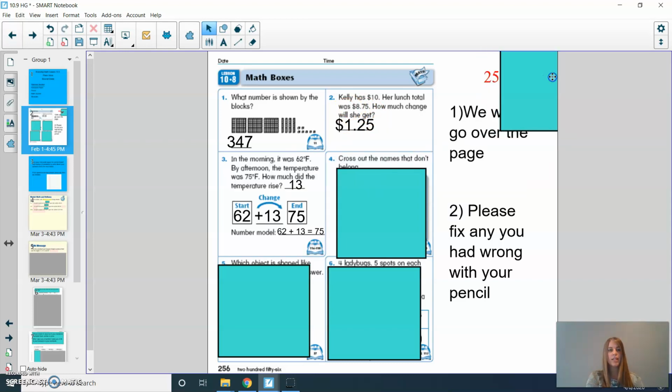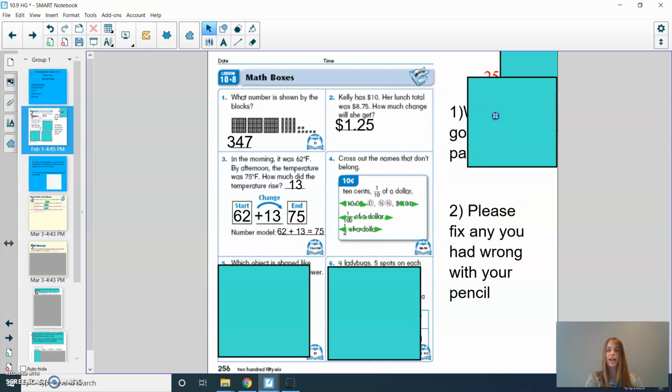For question number 3, in the morning it was 62 degrees. By the afternoon, the temperature was 75 degrees. How much did the temperature change? So I started at 62 and I ended at 75. So I know if I add 13 to 62, I would get to 75. So my number model could be 62 plus 13 equals 75. You could have also subtracted to figure it out. You could do 75 minus 62 to get 13 as well.